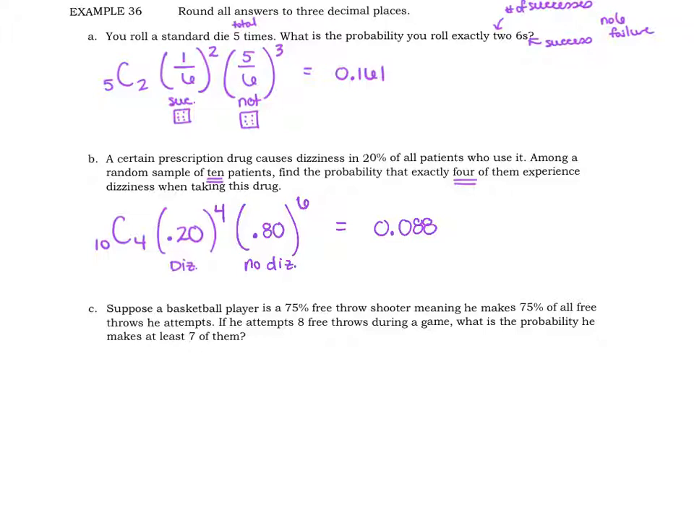Now, in this next scenario, I'm going to let you set it up, but I want to point out the words at least 7. So remember that means a minimum of 7 free throws are made, which means that you're going to have an or scenario. He makes 7 or he makes 8 free throws, which means you're going to need 2 of those little binomial scenarios added together. So please take a moment to set them up, then come back, restart the video, compare, and see how you did.